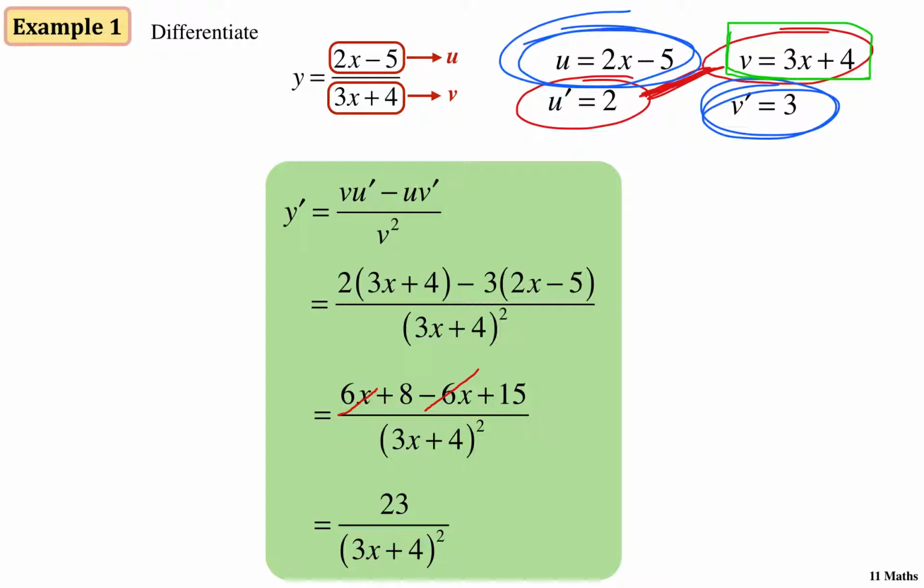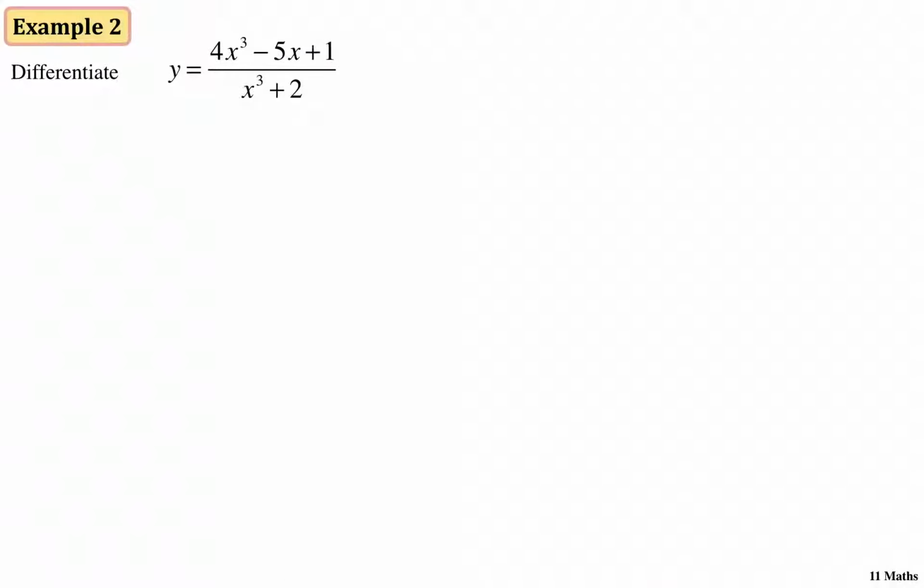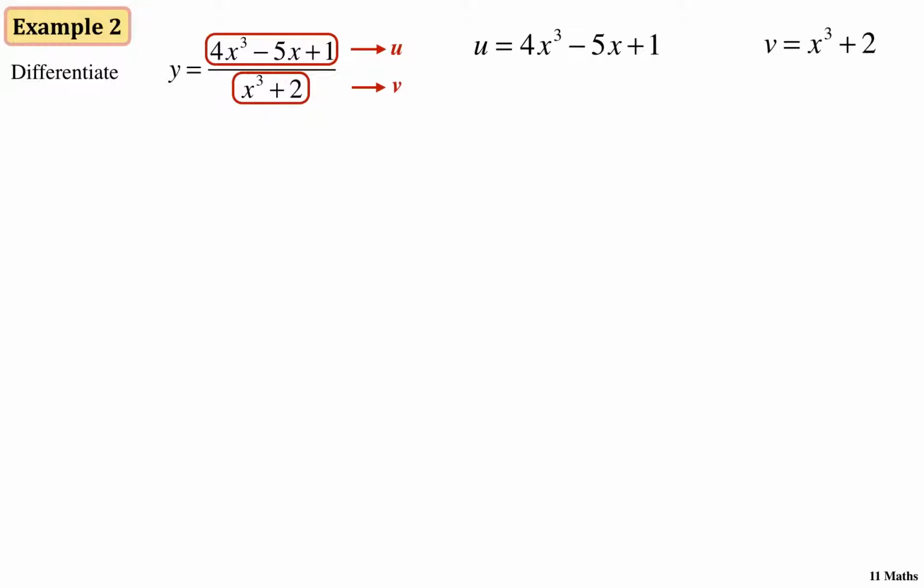Let's try a second example. Again, it's written as a fraction. The top of the fraction has x's, the bottom of the fraction has x's. They both have x's, so we can use the quotient rule because we're dividing things that both have x's. So if we use our quotient rule, the top part is always u, the bottom part is always v. That means u equals 4x cubed minus 5x plus 1, and v will equal x cubed plus 2.